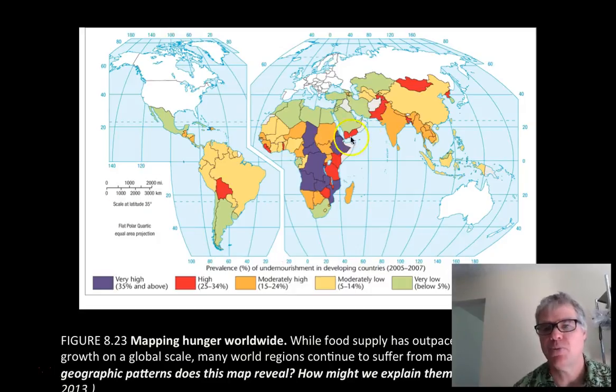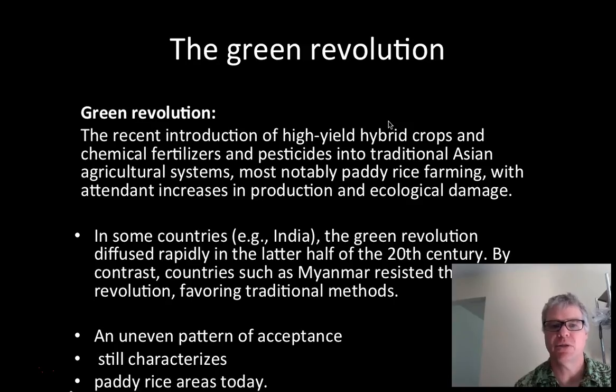As we see, there are still problems with hunger in a lot of places, purple here being the worst areas, red being fairly bad. So there is a need in these areas to try and increase production of food. One of the responses to this in the 1960s was something called the Green Revolution. The Green Revolution, as it says here, is the recent introduction of high-yield hybrid crops and chemical fertilizers and pesticides into traditional Asian agricultural systems, most notably paddy rice farming. But it says with the attendant increases in production, but also with ecological damage.